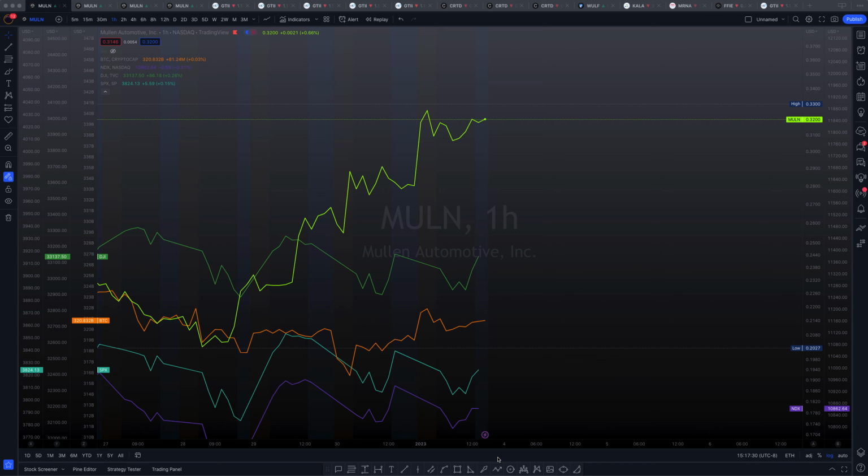MULN stock facing a good recovery mid-session to the end of the session. Let's go ahead and find out what could potentially happen for tomorrow's trading.